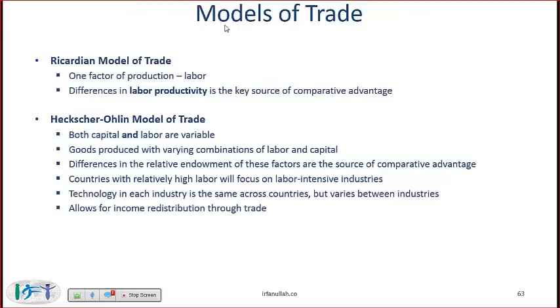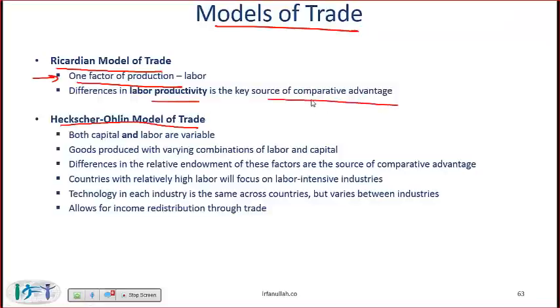We'll now look at models of trade, and this is just something you need to remember. We have the Ricardian model of trade and the Heckscher-Ohlin model of trade. With the Ricardian model of trade, one factor of production exists. So that one factor of production is labor. And according to the Ricardian model, the differences in labor productivity is the key source of comparative advantage.